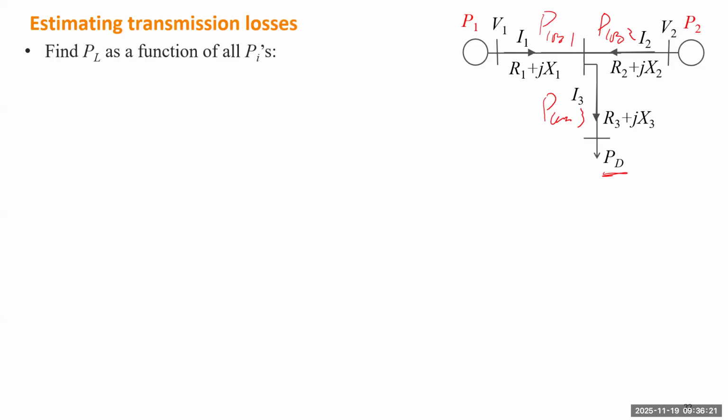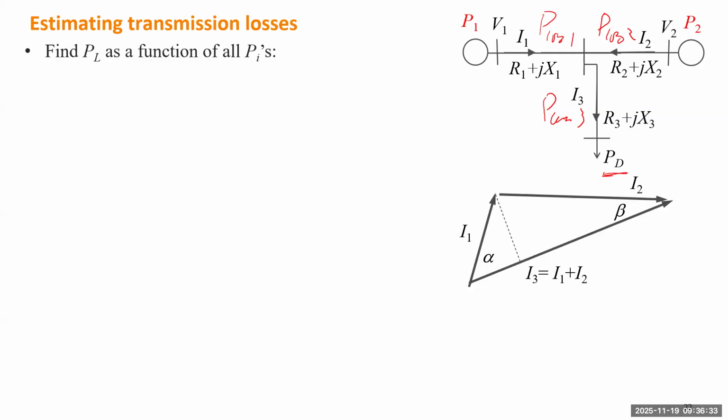Each transmission loss is a function of the current. So if we know the resistance, it will be a quadratic function of the current magnitude. The tricky part will be calculating the total current going to the load, using Kirchhoff's current law. So that current will be current 1 plus current 2.